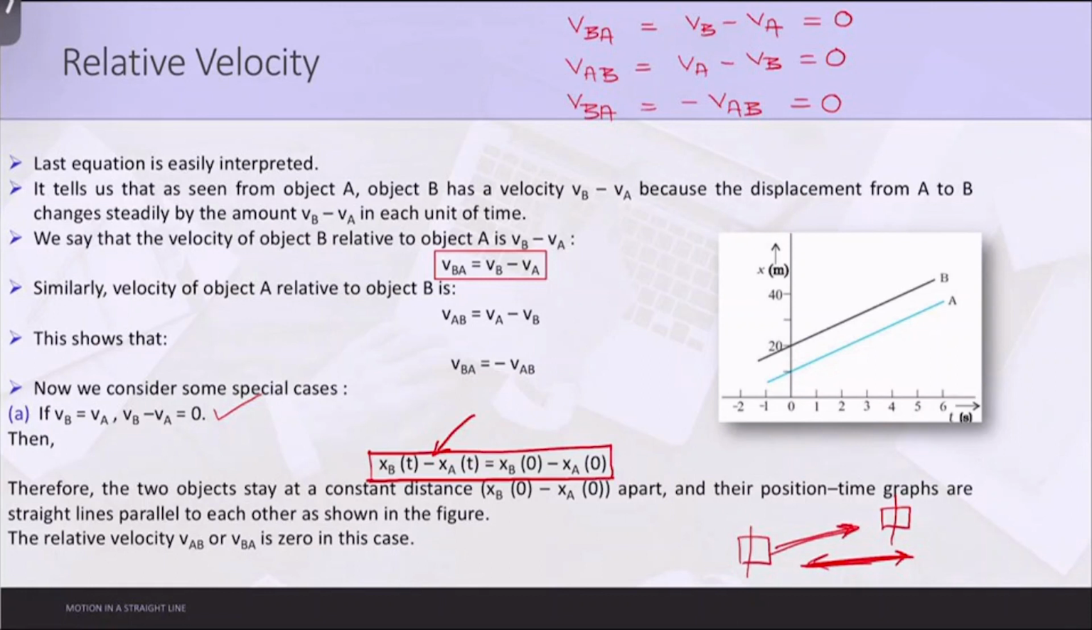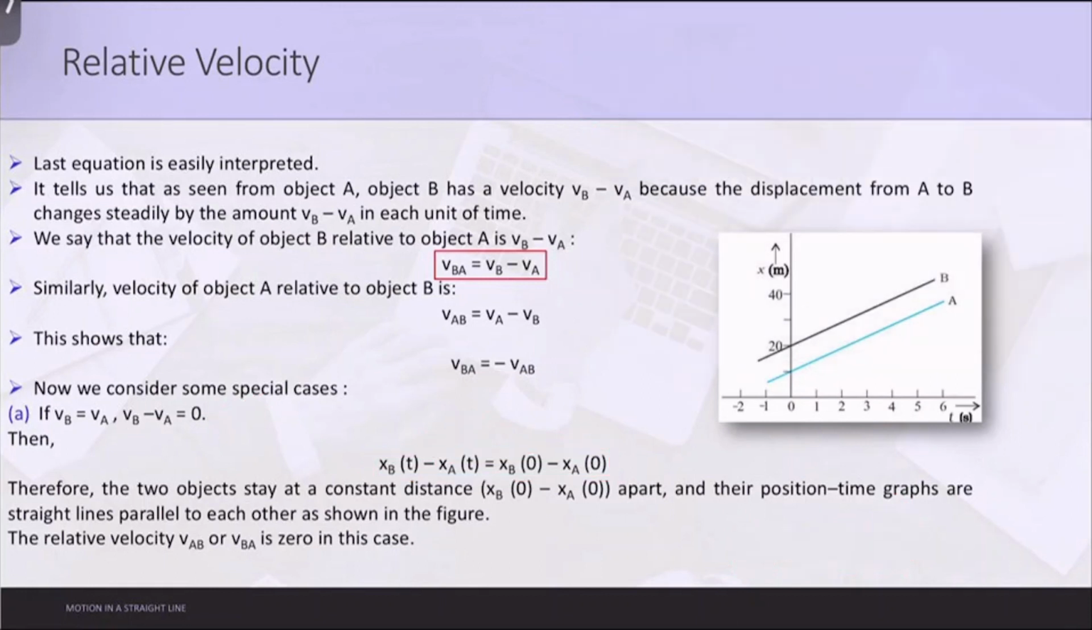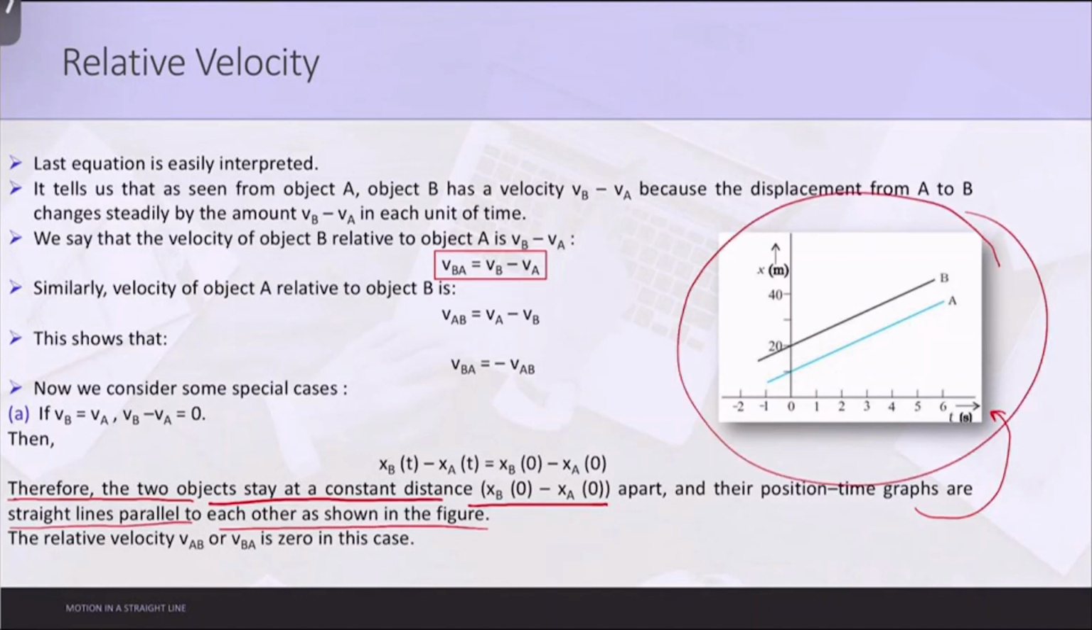So this thing is done. Therefore, the two objects stay at a constant distance, which is equal to xb of 0 minus xa of 0, and their position time graphs are, so this is the position time graph, straight lines parallel to each other as shown in the figure. So this is how a position time graph can be made for these two.